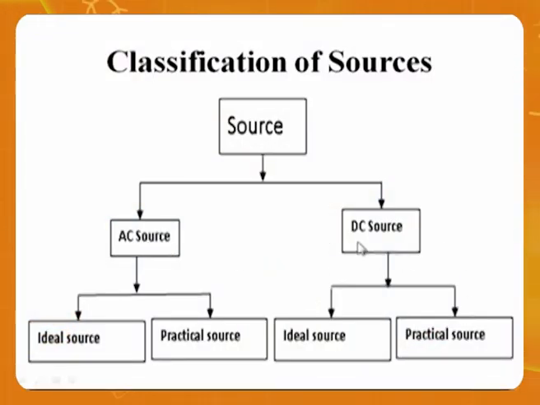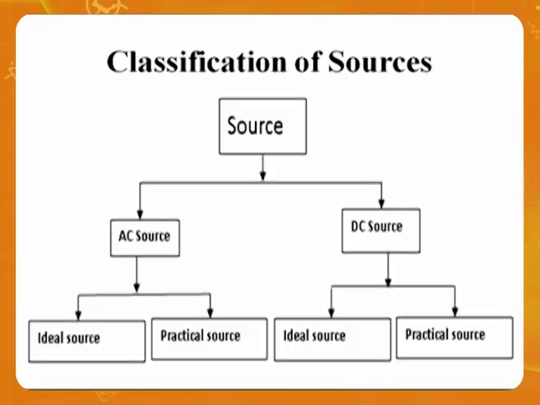That's why sources are AC sources and DC sources. AC means alternating current, DC means direct current. And this source can be an ideal source or a practical source. Actually, an ideal source is only theoretical, but a practical source is practical. Ideal sources are not there physically. Even if they are there, they can't be used. That is a normal statement for most subjects in engineering.